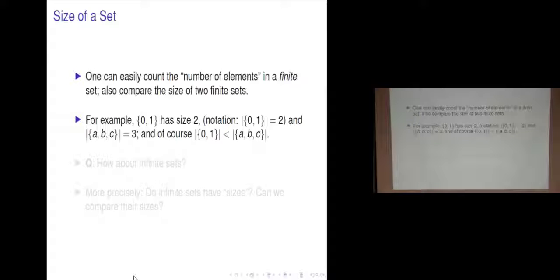Last time when we talked about counting in finite sets, we have seen this. The size of this set, 0, 1, is 2. Also, let's take the set of 3 elements like A, B, C. You can easily count. This has 3 elements. So you can find the number of elements in the sets, and you can compare the size because you know one has 2, the other has 3, so you know which one is bigger.